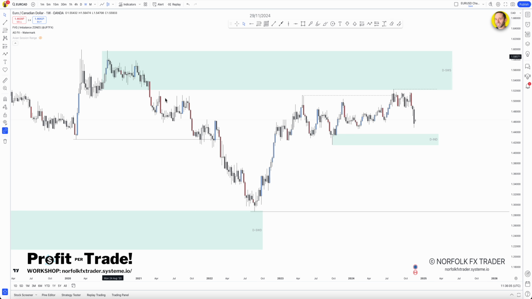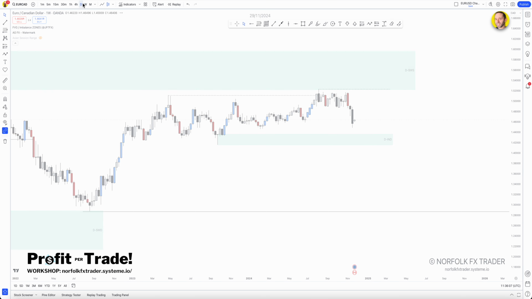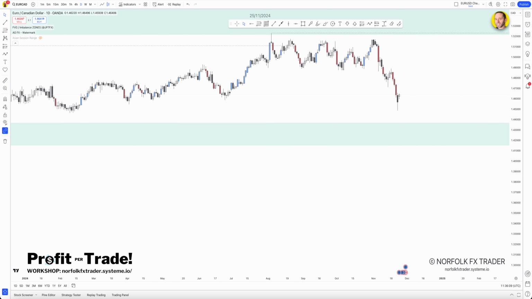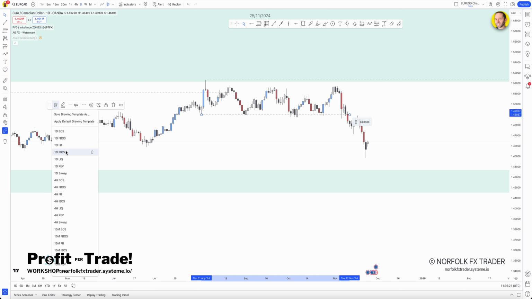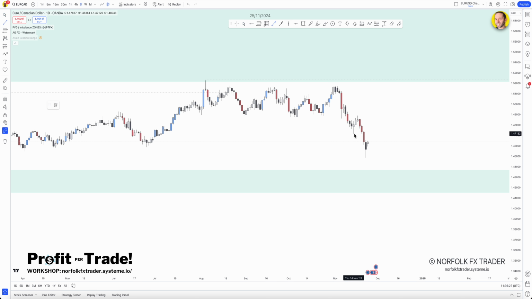So if we now go closer into a daily time frame, let's look at the daily movement. Since this high, you can see we created this break of structure here. Then we create a break of structure now to the downside here. So this is going to be a 4-hour break of structure. Have that there. And then we've broken once again right there, another break of structure.